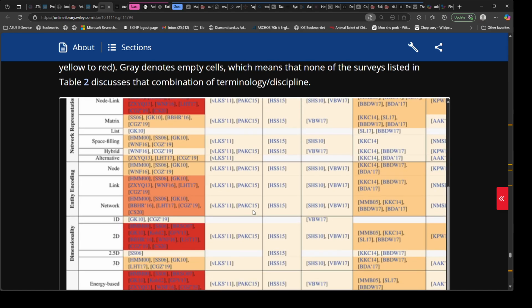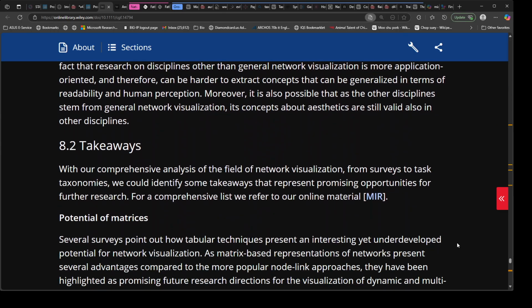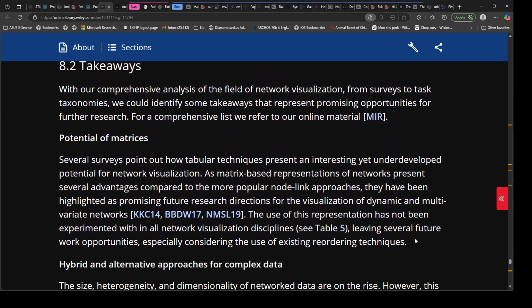8.2 Takeaways. With our comprehensive analysis of the field of network visualization, from surveys to task taxonomies, we could identify some takeaways that represent promising opportunities for further research. For a comprehensive list, we refer to our online material, Mirror.